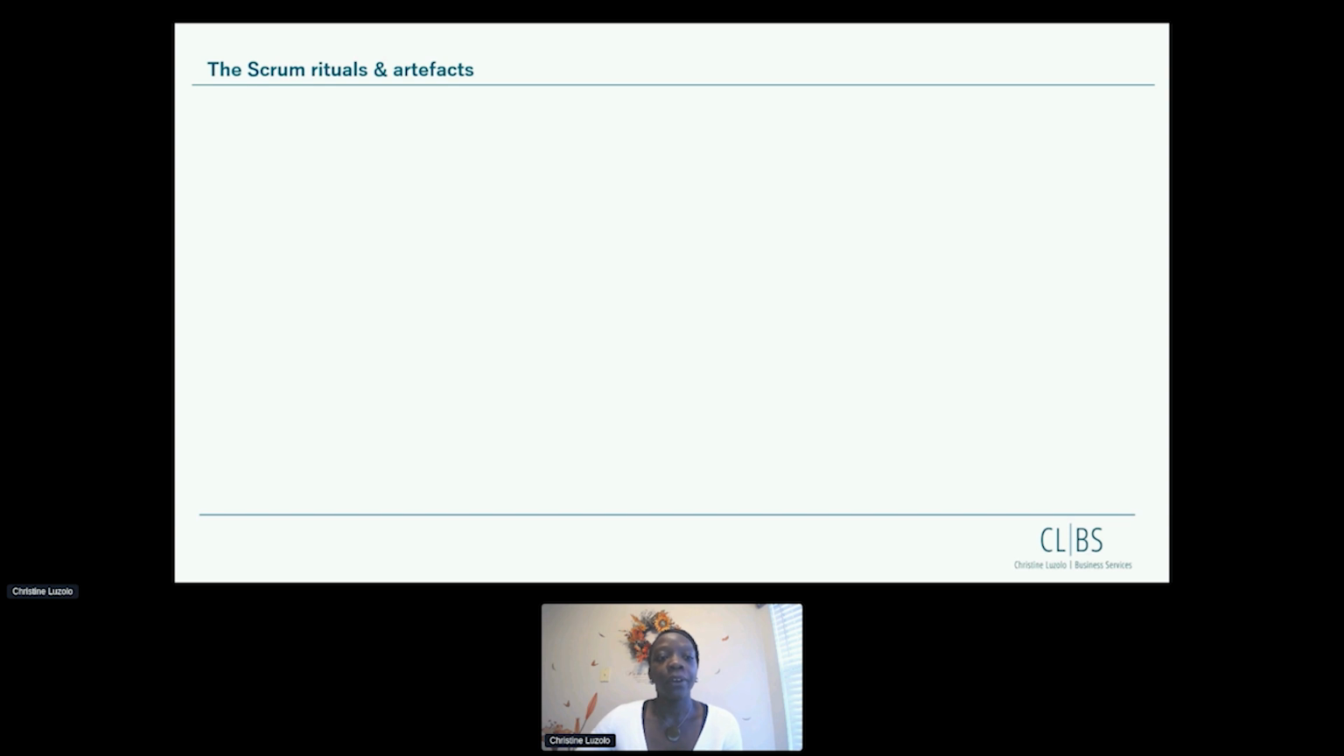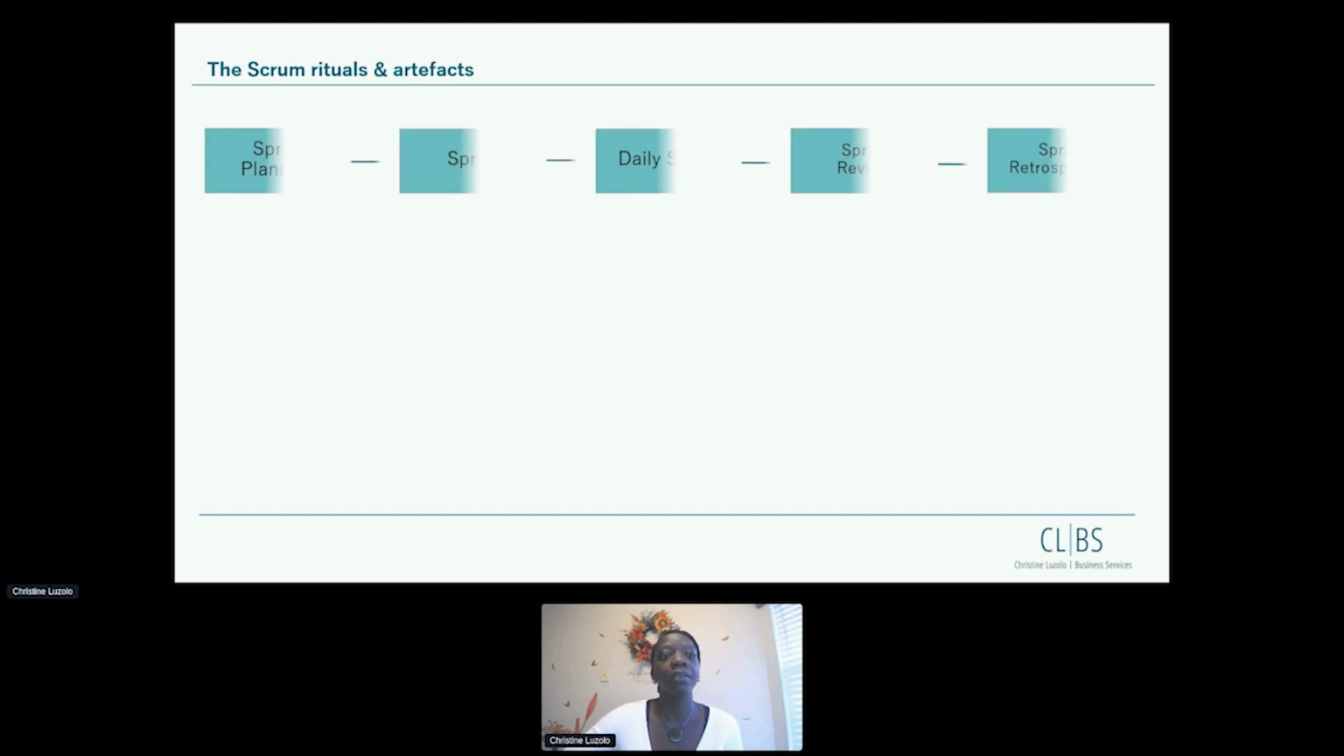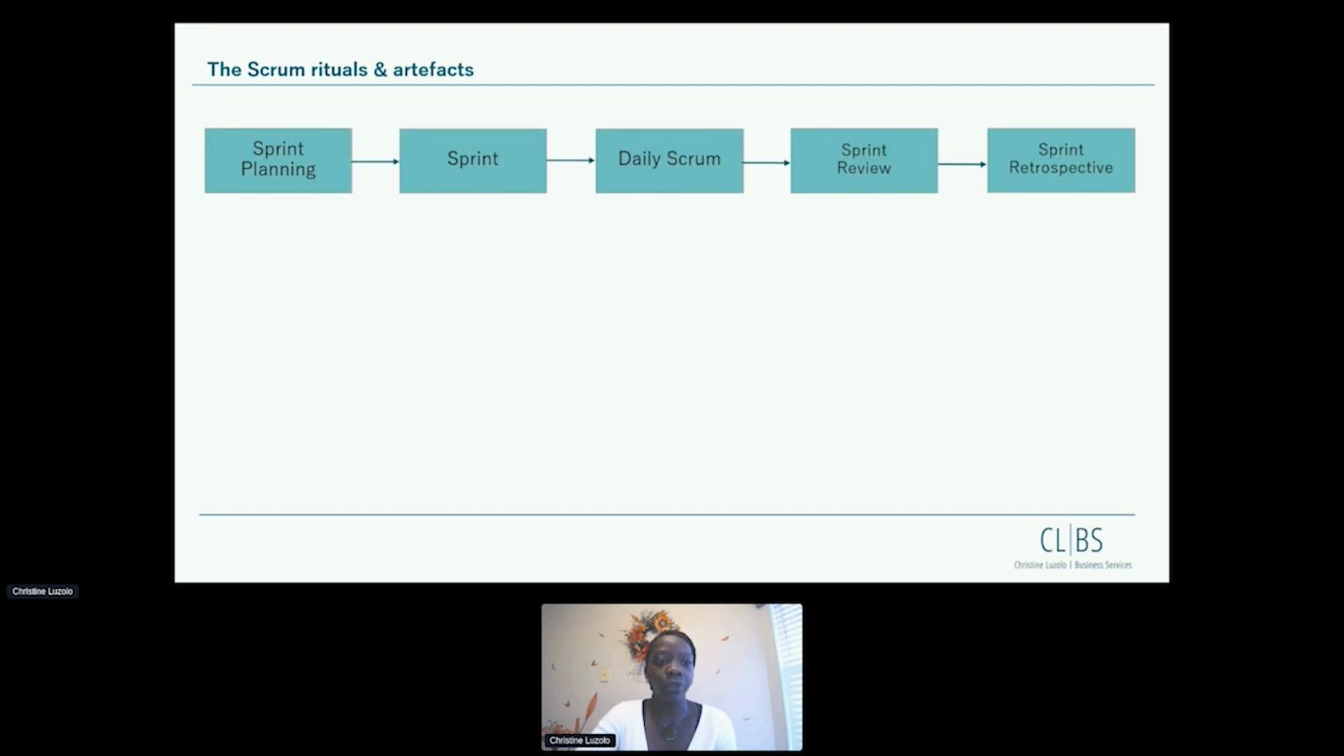So how is this Scrum team working? What are the rituals and artifacts they are doing to actually produce products and services, develop products and services? So here are the rituals that they're doing over and over again. It starts with the sprint planning. Then we have the sprint, so the actual time period where the product or the service is being developed. During the sprint, there are daily scrums. And after the sprint, there's a sprint review and a sprint retrospective. Those have two different functions.